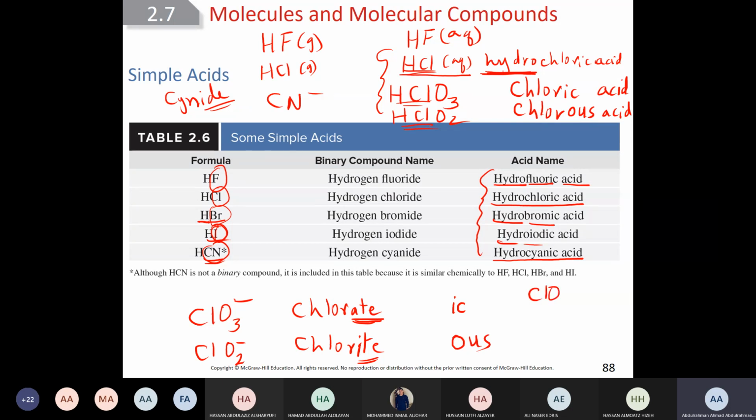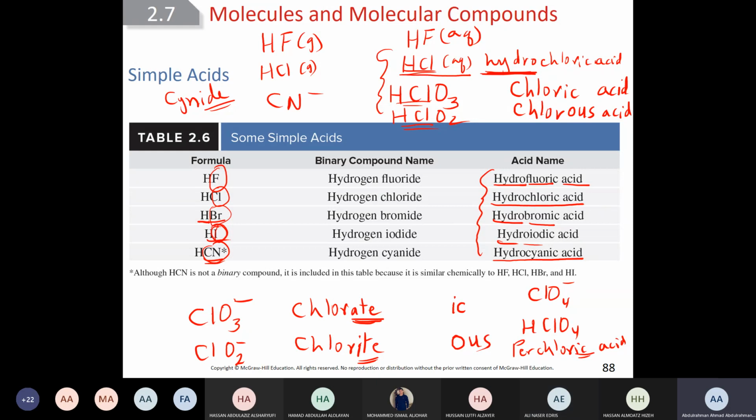We also know this one. Which group is this one? Perchlorate. What's the name of this acid? Perchloric acid. Perchloric acid. I just change ate into ic.